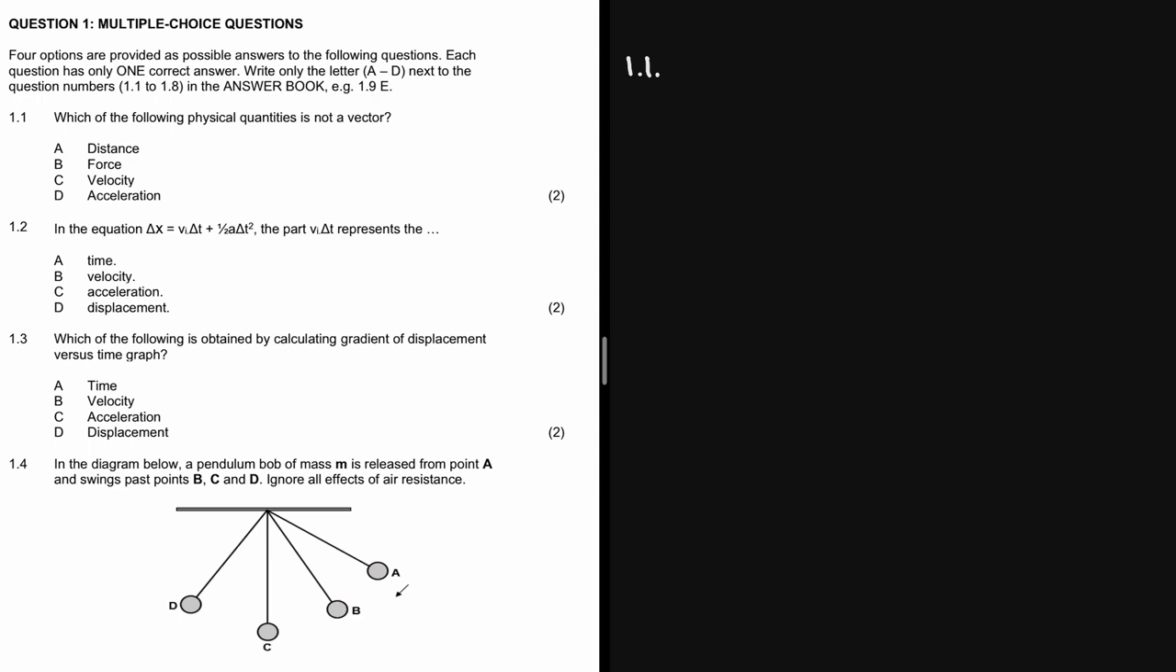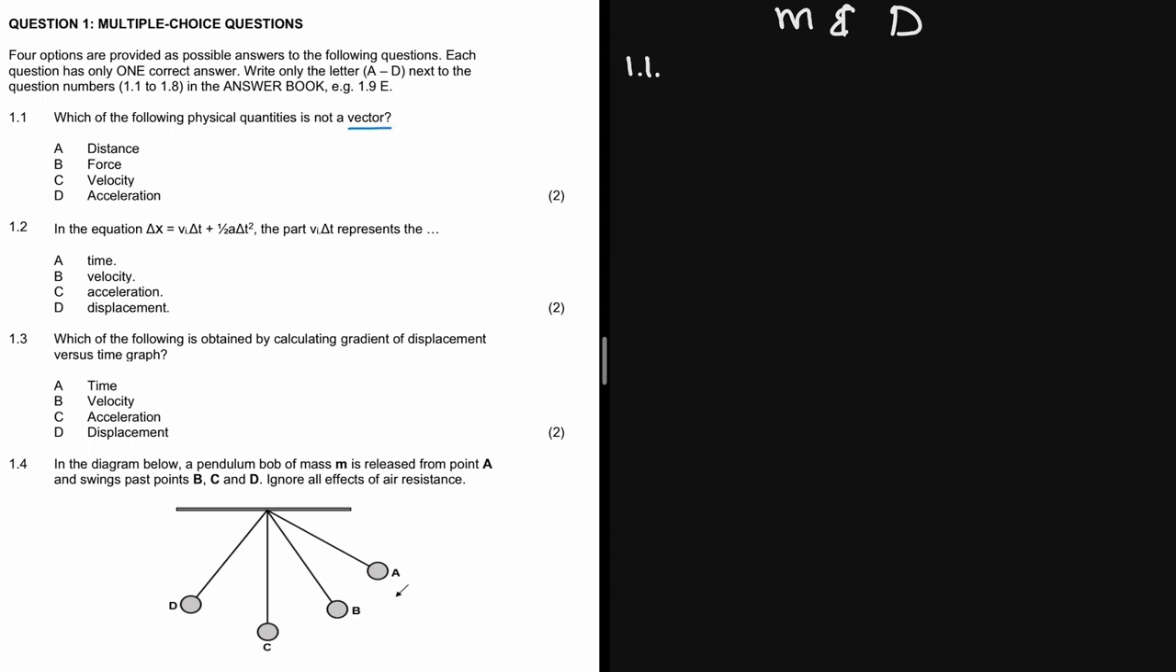The first question says, which of the following physical quantity is not a vector quantity? So first we need to know what is a vector quantity. A vector quantity is something that has both magnitude and direction. So this means we are looking for a scalar quantity because a scalar quantity only has magnitude.